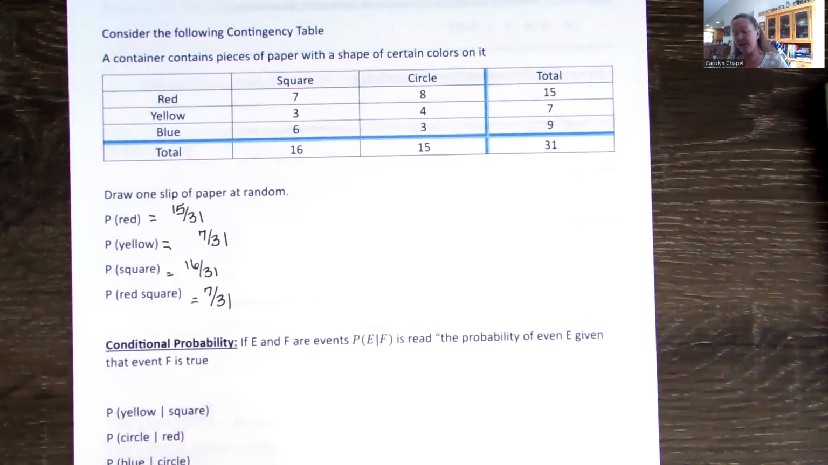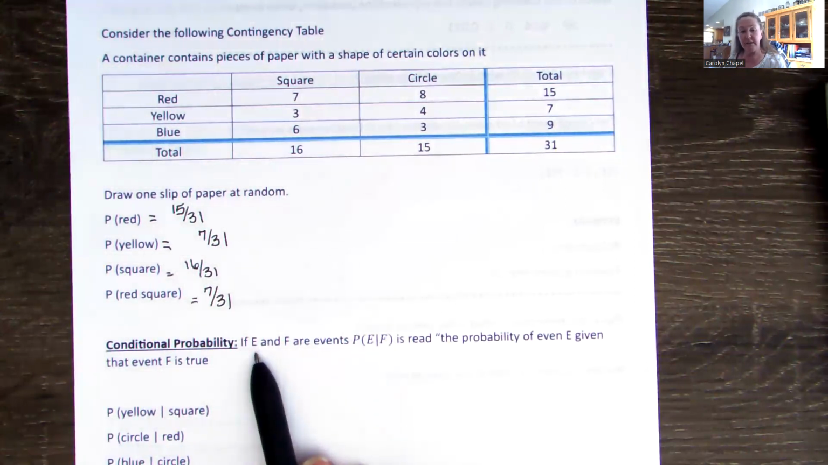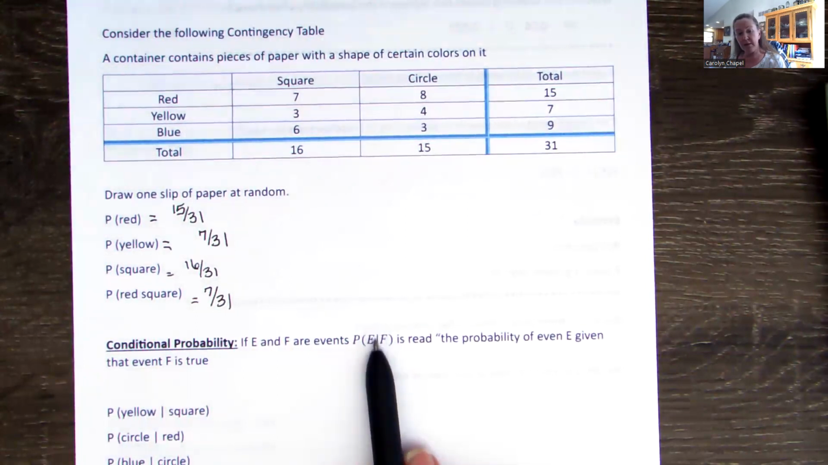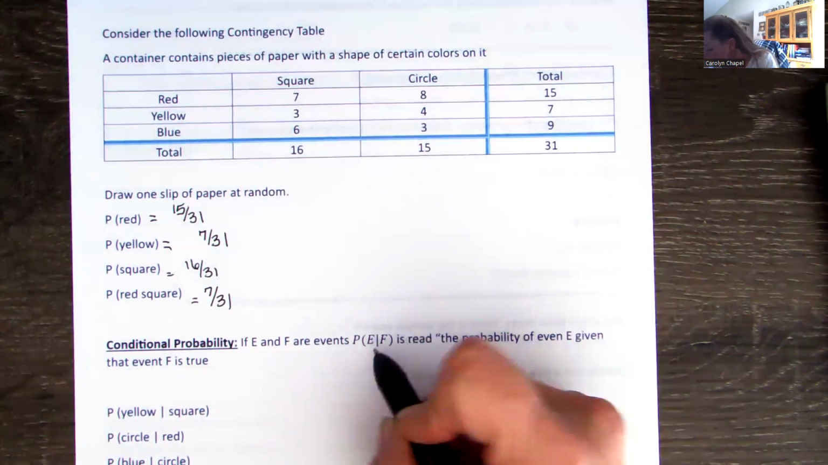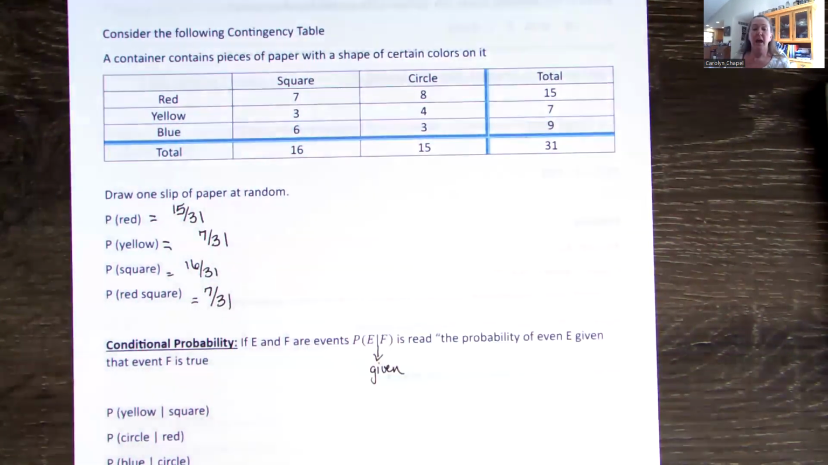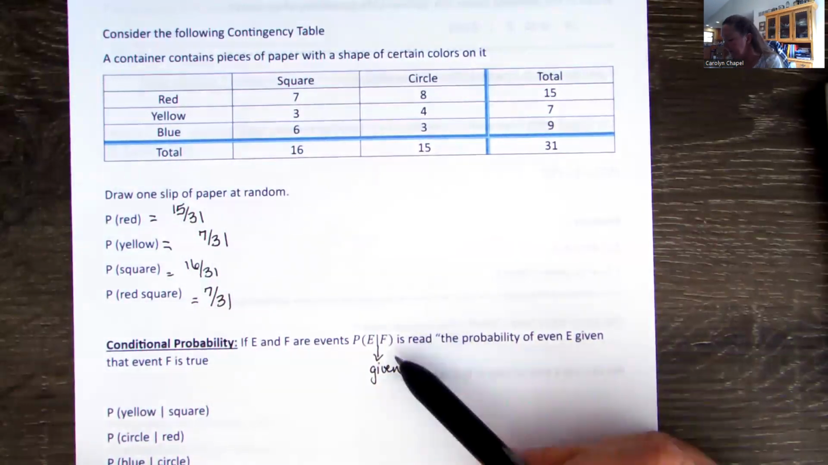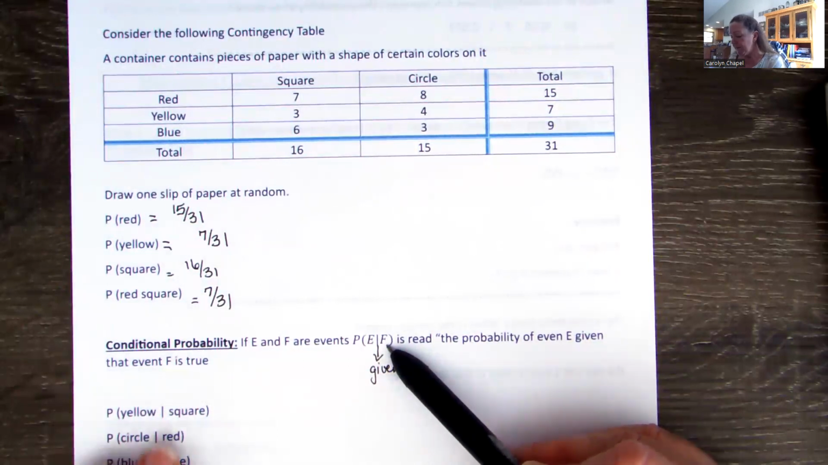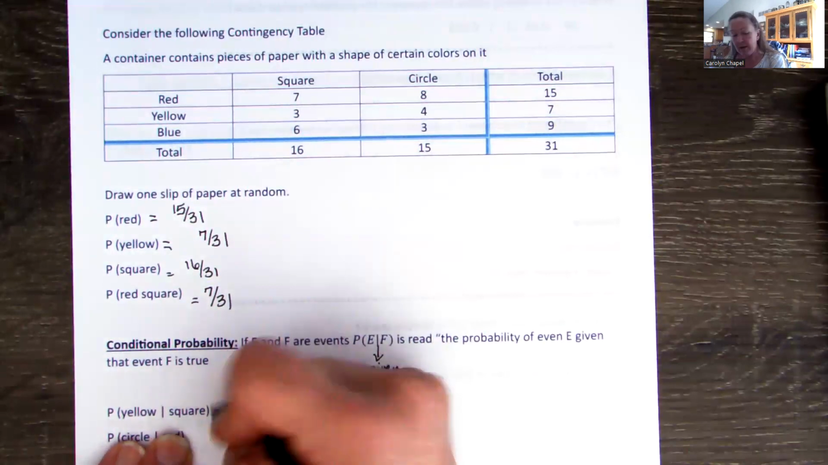Now we do have something a little bit further on called conditional probability. We start with 2 events, E and F are events. This symbol, a straight up and down line, is read as the probability of E given, so that straight up and down piece, F is true. What it does is tell us that F has already happened, or it's information that you already know.